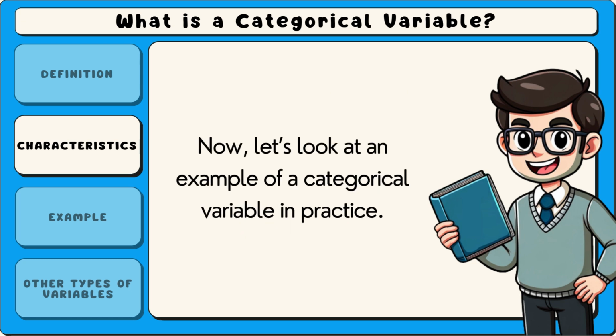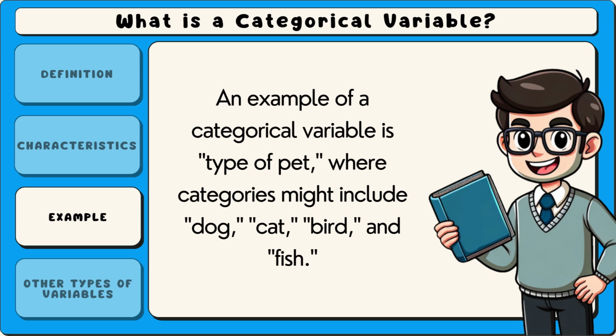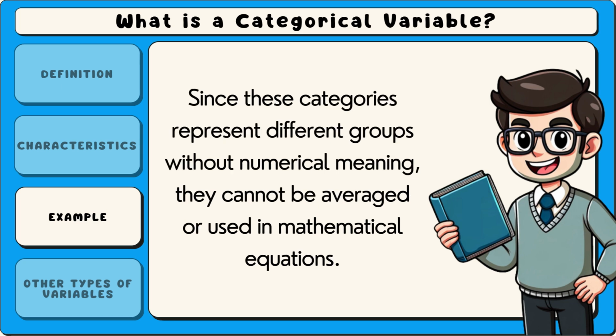Now let's look at an example of a categorical variable in practice. An example of a categorical variable is type of pet, where categories might include dog, cat, bird, and fish. Since these categories represent different groups without numerical meaning, they cannot be averaged or used in mathematical equations.